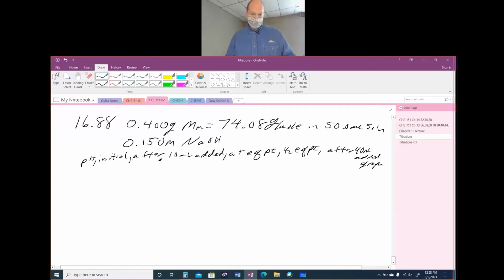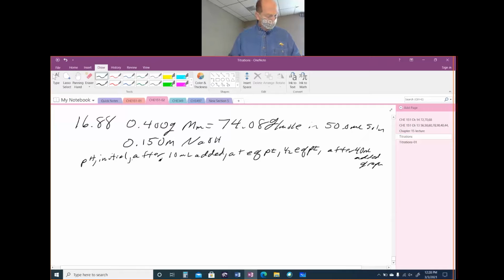All right, so this is a solid. Well, it's not a solid, but it has a mass. Actually, propanoic acid is a liquid, but our KHP was a solid. So again, your acid could be a solid that you weigh out. This was a liquid that was weighed out. Just put a beaker on there, tare it, then you add your liquid until it reads 0.400 grams.